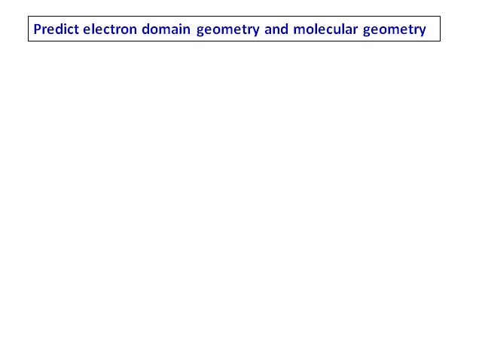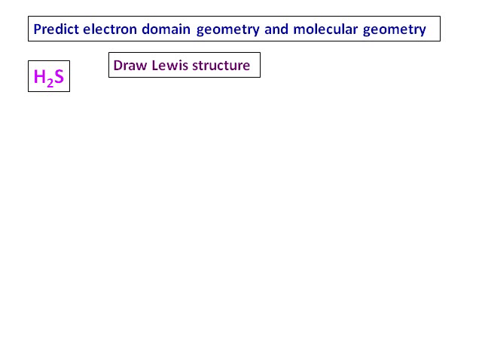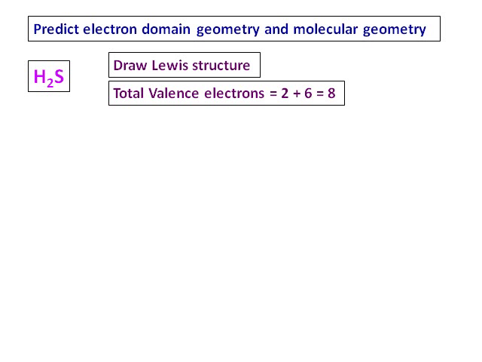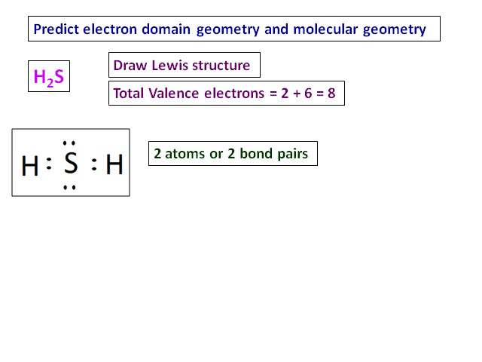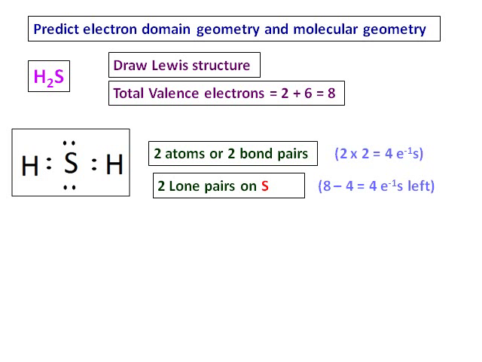Let's predict the electron domain geometry and molecular geometry for one more. Let's do H2S. As always, the first step you should do is to draw the Lewis structure. So counting the valence electrons, I get 2 from hydrogen and 6 from sulfur. Therefore, there are 8 valence electrons. So draw the skeleton structure, S as the central atom and H around it. So we have 2 bond pairs, and that means we have used up 4 electrons. Out of a total of 8, 4 have been used up. Therefore, we are left with 4 electrons. Hence, we have 2 lone pairs on sulfur.